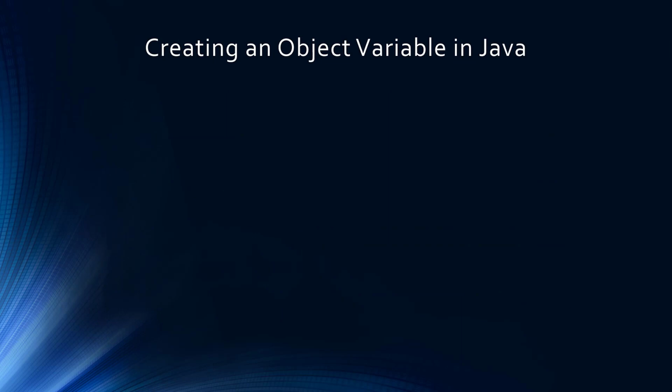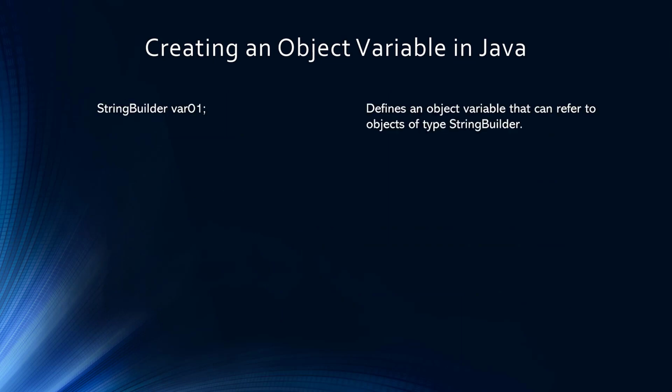Let's examine the process of creating an object variable in Java. First, we'll define an object variable called var01 of type StringBuilder. What we're saying in this statement is that the object variable var01 can refer to objects of type StringBuilder. Looking at it graphically, the green rectangle represents the variable var01, and it contains a pointer to, or a reference, represented by the blue arrow, to something.